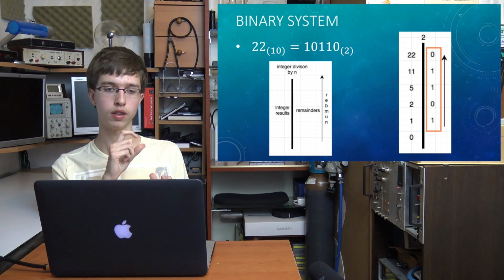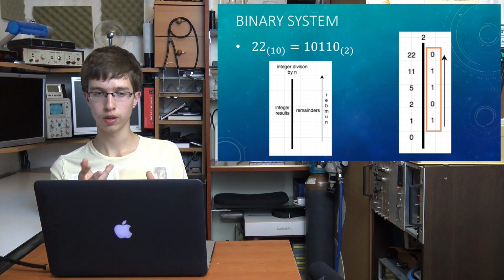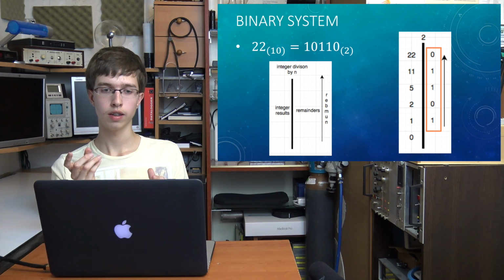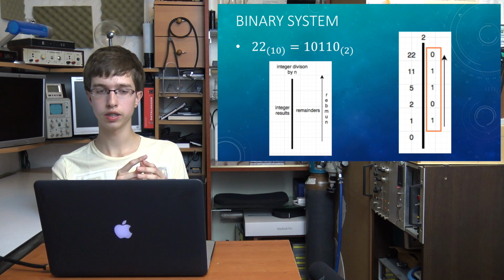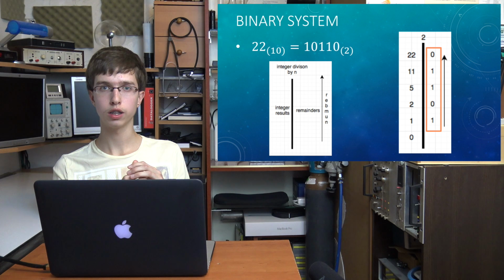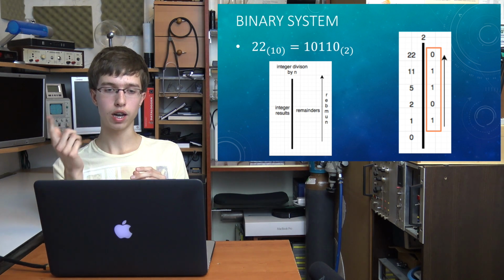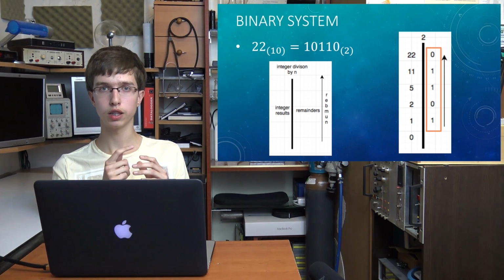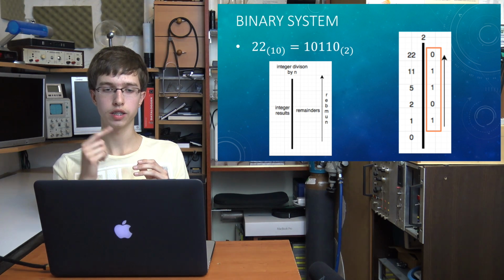We put 11 below this 22, and how much is the remainder? Well, 0. 22 divided by 2 is 11, and the remainder is 0. We put that remainder on the right side. Now 11 divided by 2 is 5, remainder is 1. 5 divided by 2 is 2, and remainder is 1.